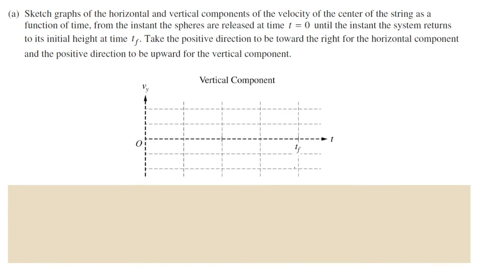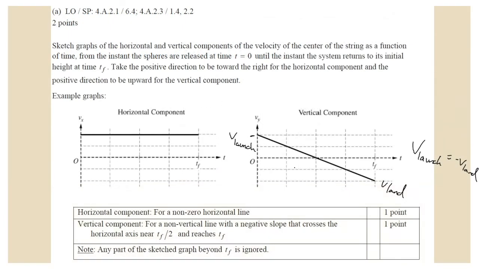Now I'm just going to turn off this slide because both of these are shown on the scoring guide. And I wanted to make sure I didn't forget to say this. And so here it is. Notice here, they give you 1 point for the horizontal component graph by just showing a non-zero horizontal line. It could have been anywhere. I drew it at the top, so did they.